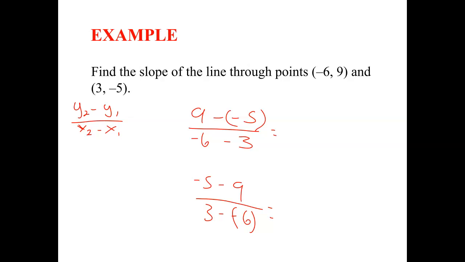Okay? What is 9 minus negative 5? Positive 14. And then negative 6 minus 3. Negative 9. If you did the bottom, you get negative 14 over positive 9, but both of those end up being the same equivalent fraction of negative 14/9.